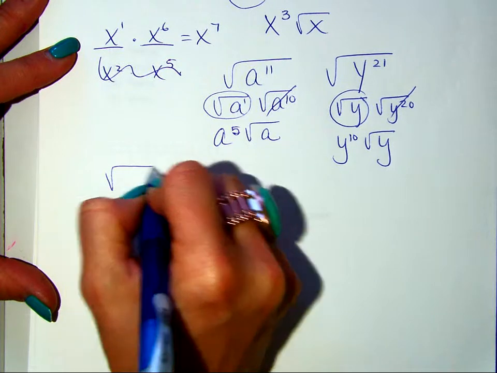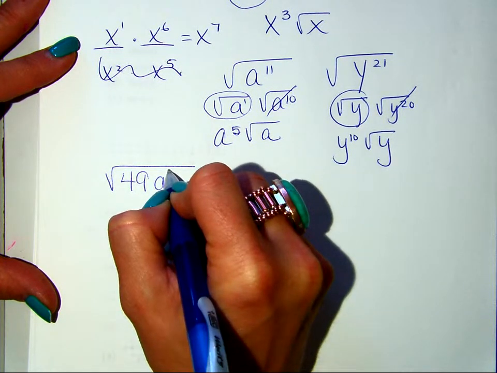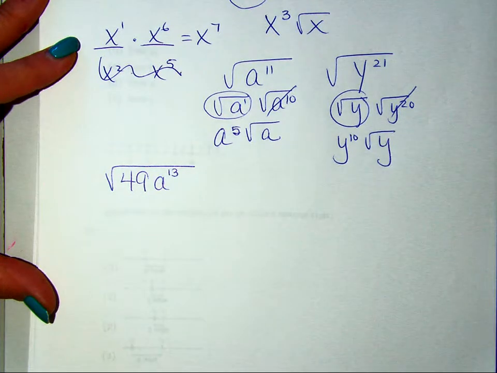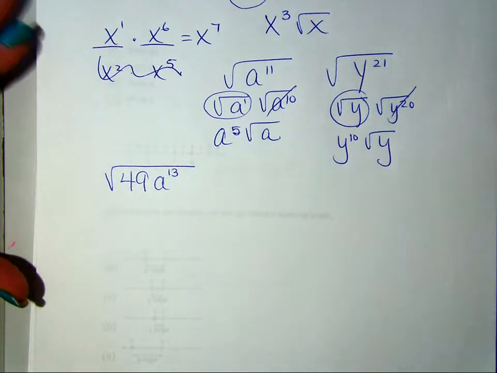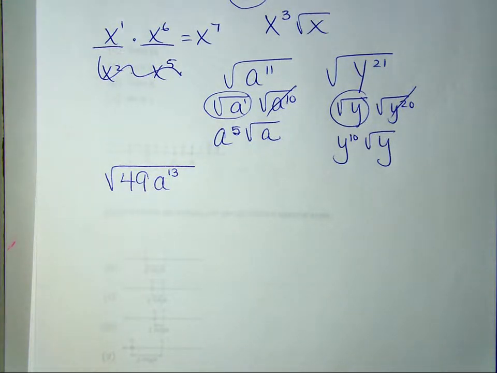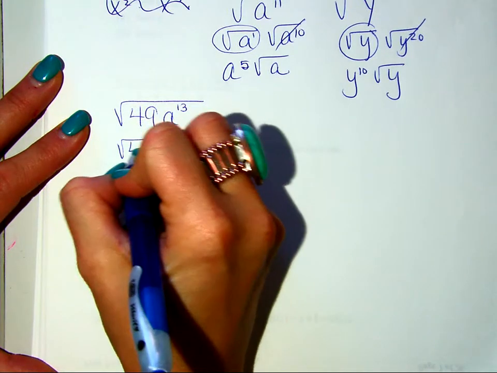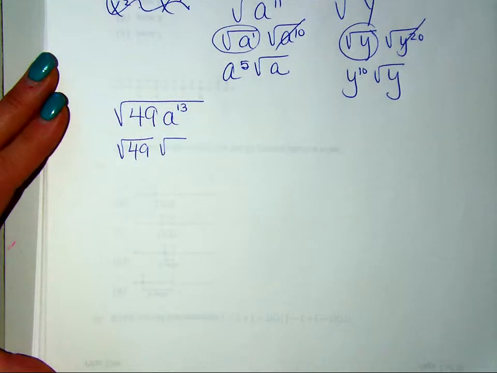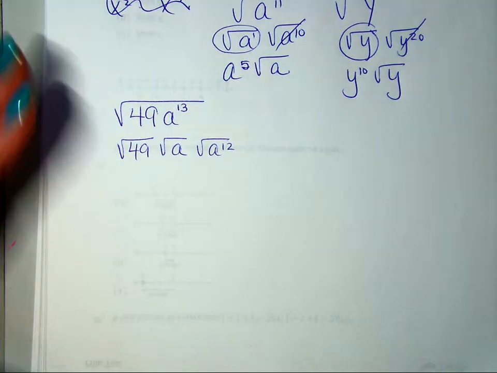Let's start it simple. Let's take the square root of 49, a to the 13th. Well, the dilemma is 49 is a perfect square, but a to the 13th isn't. So do you remember what I said your whole first step is? It's setting things up. Don't take any perfect squares yet. Don't take any square roots, just set it up, which means separate. So we're going to give this its own little radical. That a to the 13th gets broken down to a and a to the 12th.